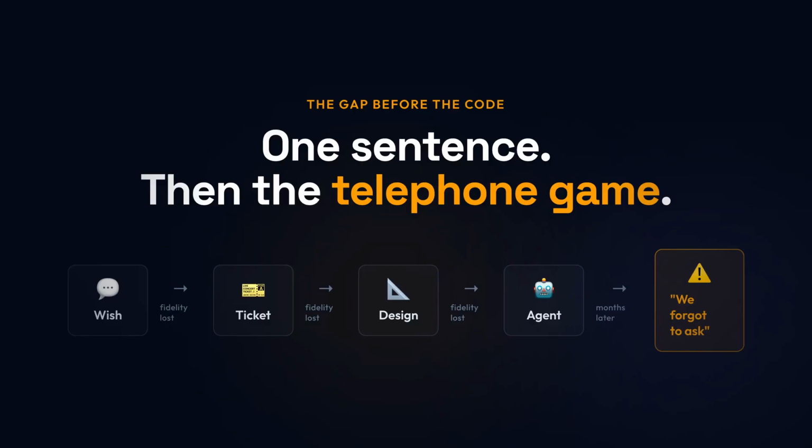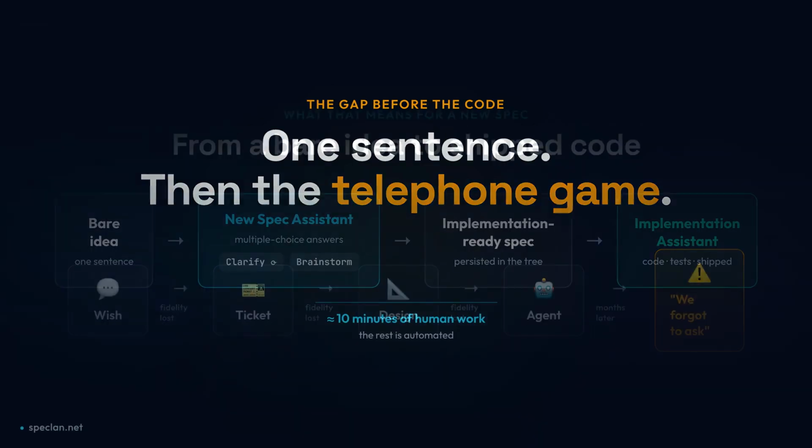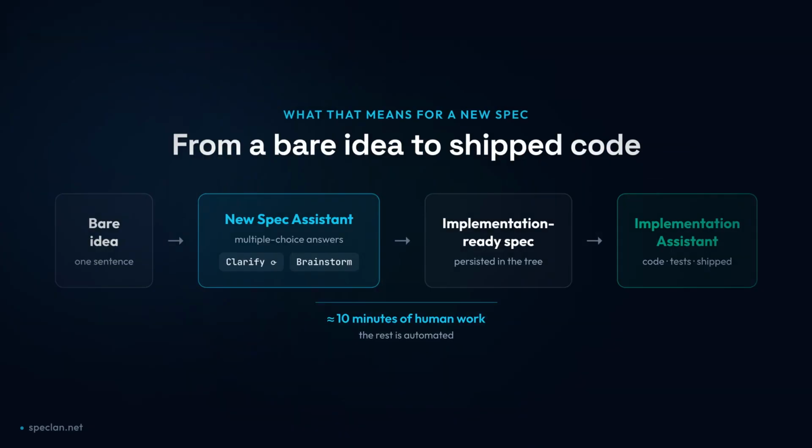That gap, one sentence to shipped code, is where projects quietly rot. The requirement engineer interprets the wish. A ticket flattens it. A developer reinterprets the ticket. An agent gets a fragment. Every hop drops fidelity, and the dropped parts resurface months later as the bug nobody can trace back to a decision. Creating the spec is where that loss is cheapest to stop, and that's the moment we're here for.